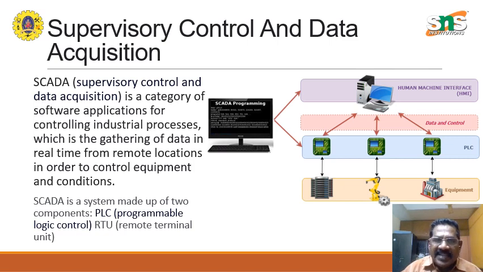Now, what is SCADA? SCADA is supervisory control and data acquisition. The data that the device produces is acquired by software, and it is stored for various other purposes. It is the category of software applications for controlling industrial processes, which gathers data in real time. Real time means when the machine is working, from remote locations. Either you can be there, or you can be in a remote place and collect the data from there in order to control the equipment under conditions.